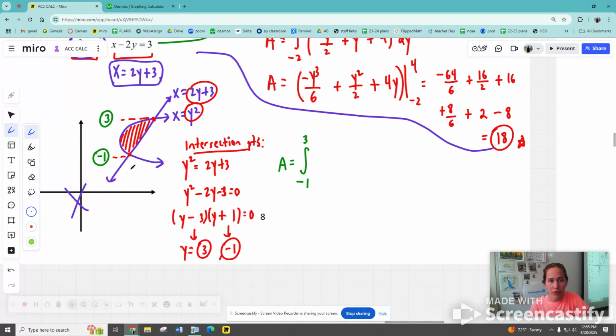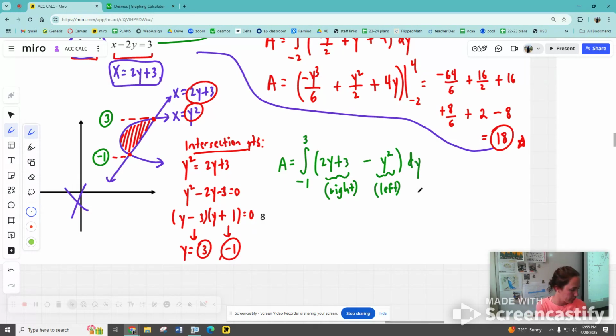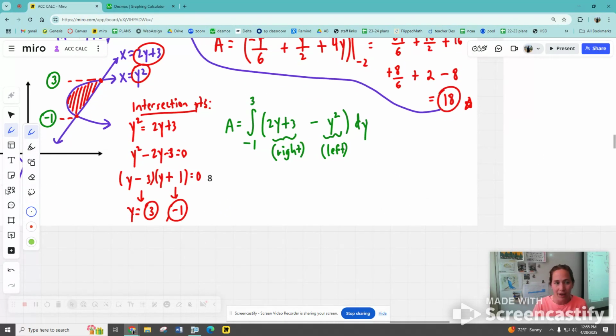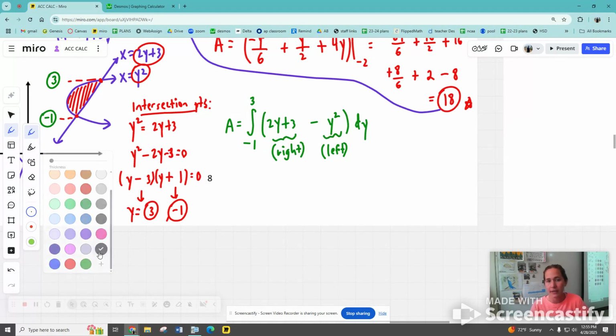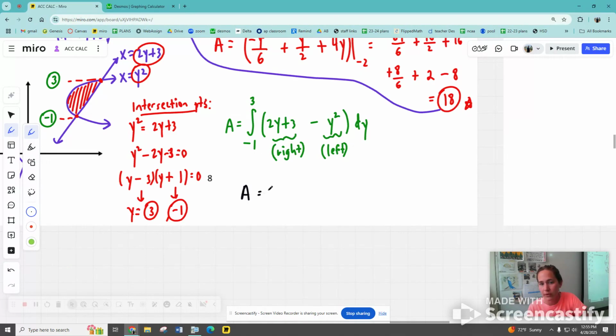We want the right side of the bounded region, so 2y plus 3, minus the left side of the bounded region. So right minus left looks like y squared. We'll put a left there, and your setup is complete. We're going to integrate this whole thing in terms of y. I could reorder everything, but if I'm feeling lazy, I'll just leave it in this order and take an integral of each term, because it doesn't look like we have like terms to combine.